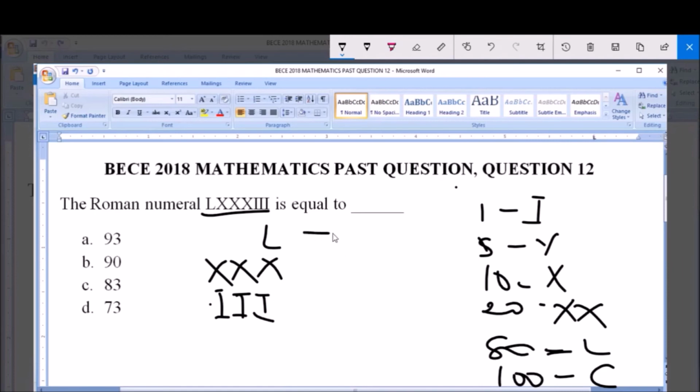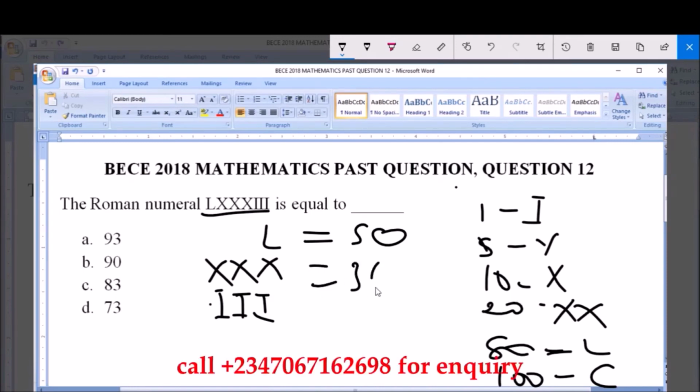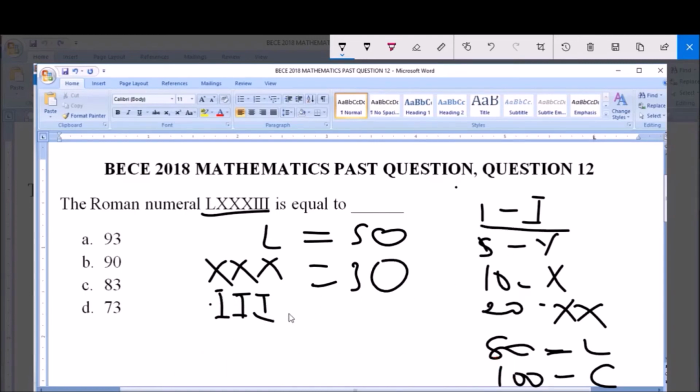Now, L here is equal to 50. In the Roman numeral, L stands for 50. So we have 50. Now, X in the Roman numeral stands for 10. And so therefore, when you have 3X, that is 3 times 10, then you have 30. Now, I in the Roman numeral stands for 1. So therefore, you have I, which represents 1.